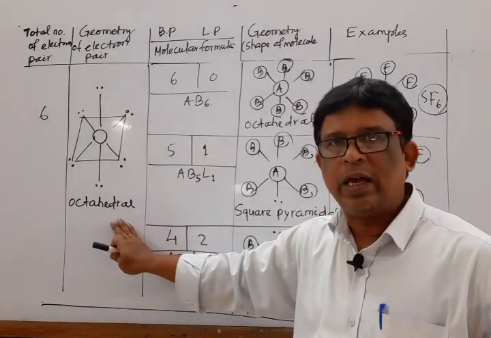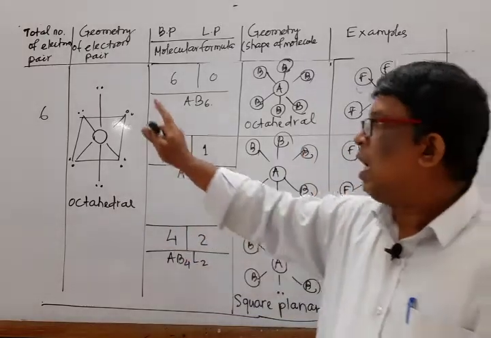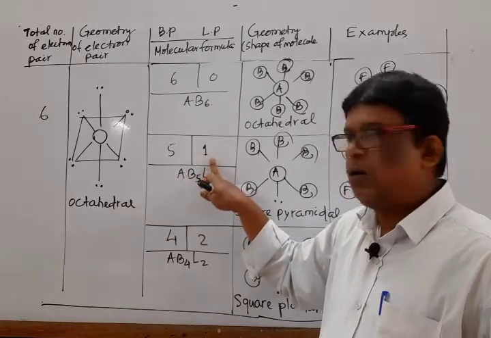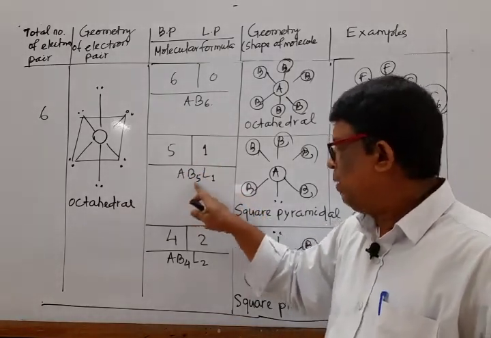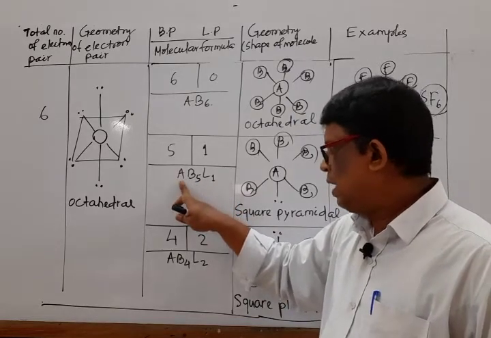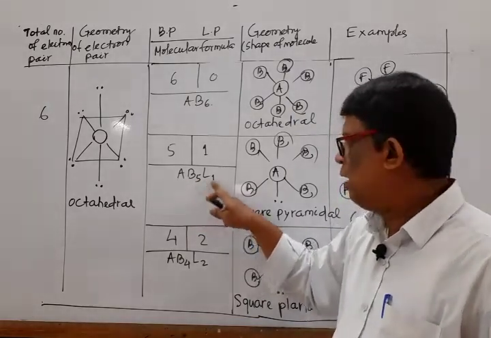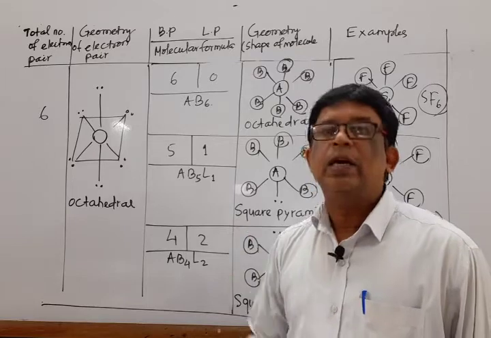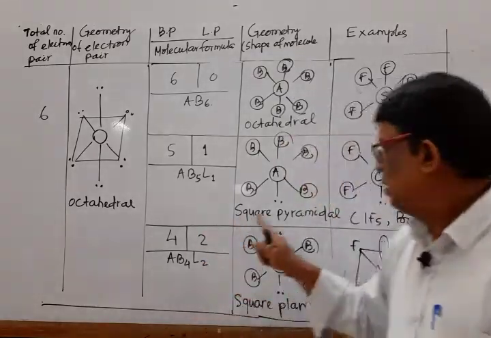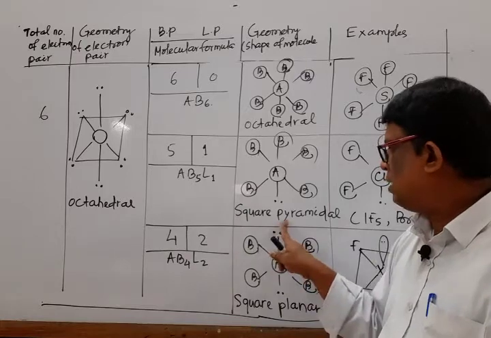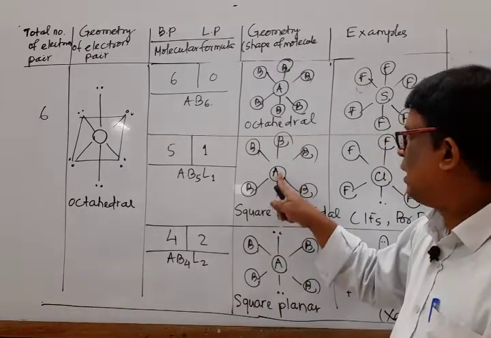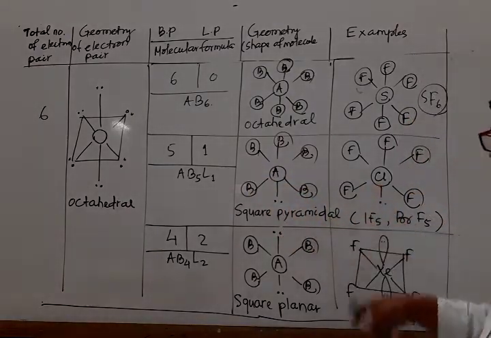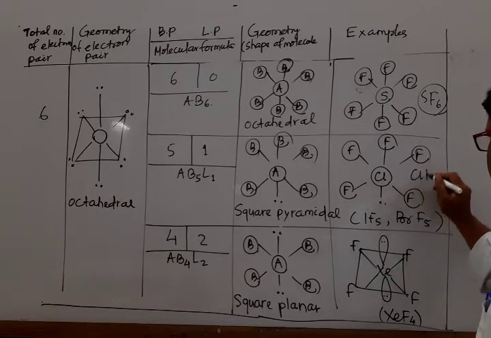No deviation is there. But case 2, among the 6 electron pairs, if 5 are bond pairs and 1 is a lone pair, then the formula is AB5L1. A for central atom, B5, 5 bond pairs, L1, 1 lone pair. If a lone pair is there, then there is a deviation in geometry. The normal geometry is disturbed, and instead of octahedral, the geometry is square pyramidal. Mark that. Central atom, then 5 bond pairs, 1 lone pair. One example is ClF5.